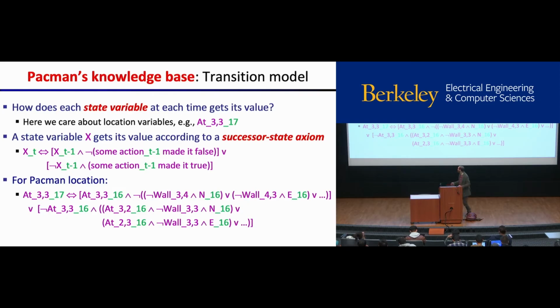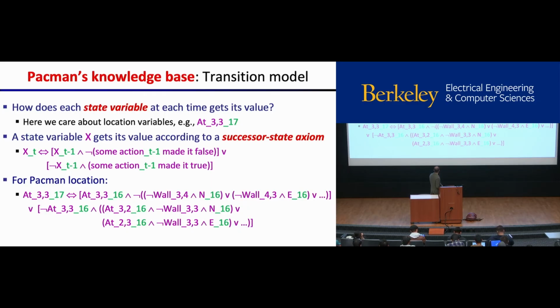So here's how we'd write out the whole thing, describing what it takes for this to be true. Either he was at that location at time step 16, and he tried to move north but was blocked. He tried to move east but was blocked. He tried to move west but was blocked. He tried to move south but was blocked. Those would all be ways that he could have been there already and stayed there.